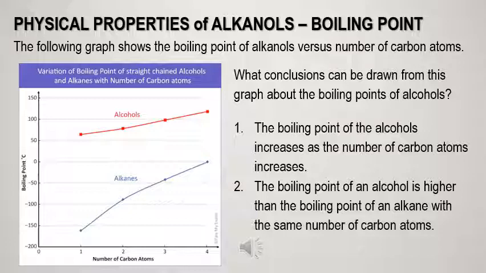Okay, so on this slide you'll be able to see the conclusions that I've come up with. You might have come up with something else. Let me know if you have. What you can see from the graph, first of all, is that the boiling point of the alcohols increases as the number of carbon atoms increases. The other thing that you will notice is that the boiling point of an alcohol is higher than the boiling point of an alkane with the same number of carbon atoms. Make sure that you've written down these 2 key points.